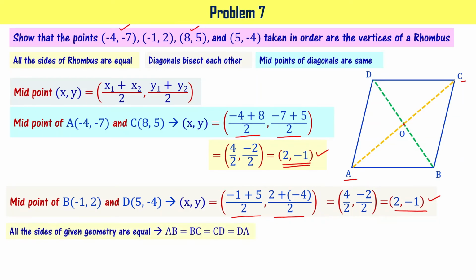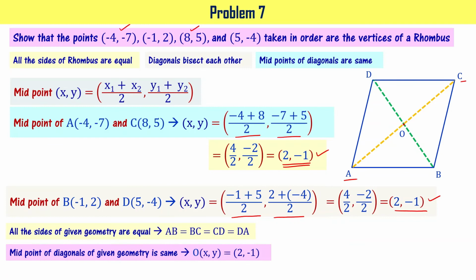Now we have seen all the sides of the given geometry are equal and the midpoint of the diagonals of the given geometry is the same, right? Hence we can say that the given geometry is a rhombus. In other words, we can say that the points given are the vertices of a rhombus, right?